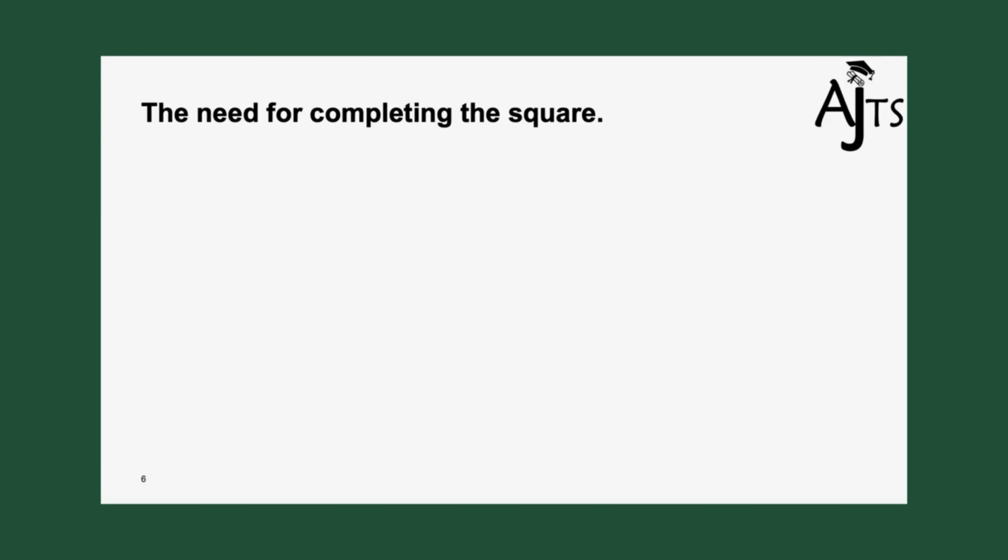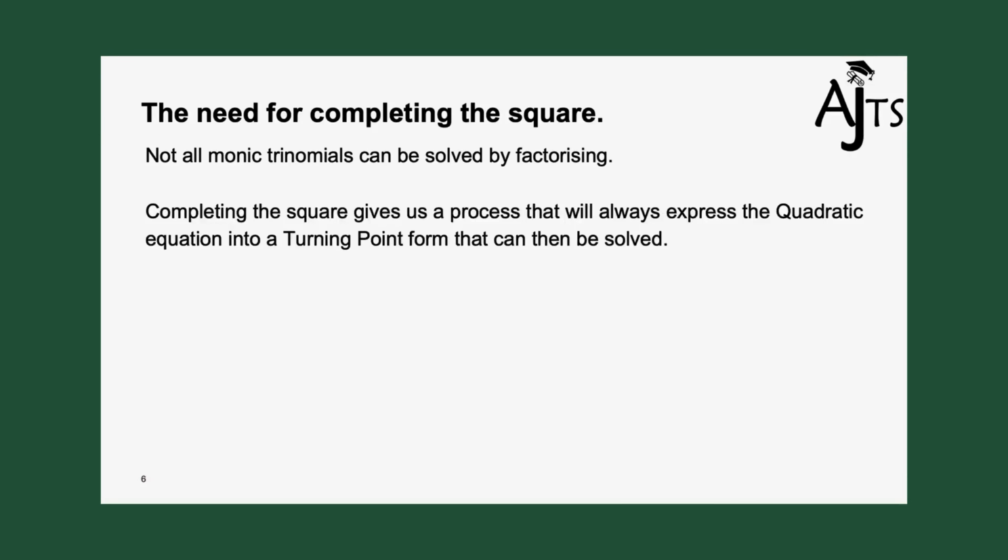Let's begin with our lesson by looking at the reasons why we need to complete the square. Not all monic trinomials can be solved by factorizing. In these cases, completing the square provides a reliable method that will always rewrite a quadratic equation into turning point, vertex, form, allowing the equation to be solved systematically.